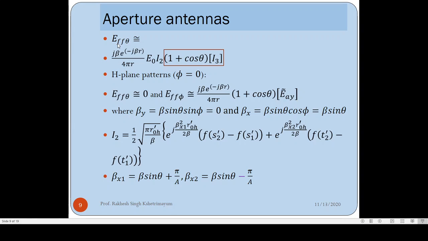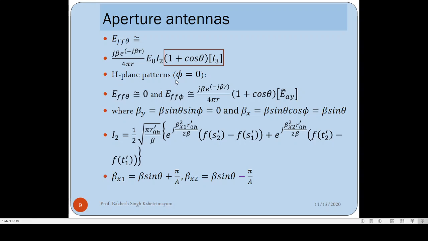So we can write the electric field in the far field, theta component, the phi component being 0 anyway, like this: j beta exponential minus j beta r divided by 4 pi r, E naught I2, where I2 is independent of theta, times 1 plus cos theta, times I3. So this term will decide the normalized radiation pattern of the pyramidal horn antenna.